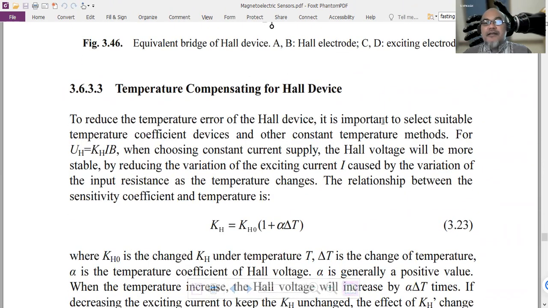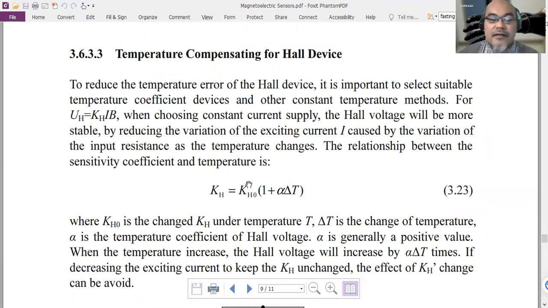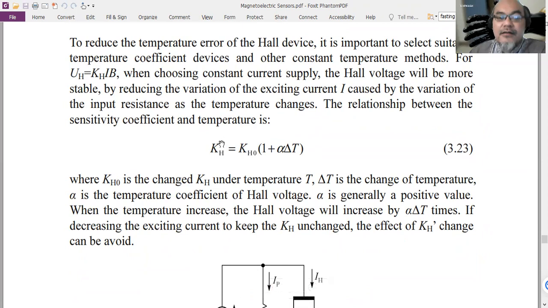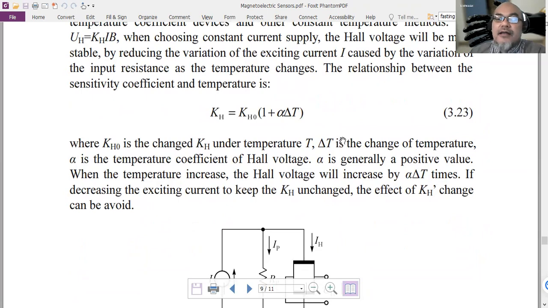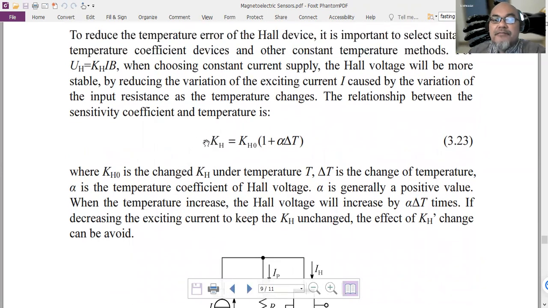As we have mentioned earlier, temperature is important. Temperature can cause error, because the Hall device usually has a temperature coefficient of the Hall effect. Here KH0 is the coefficient under a certain temperature T, and delta T is the change of temperature, and we have alpha as the temperature coefficient of the Hall voltage.